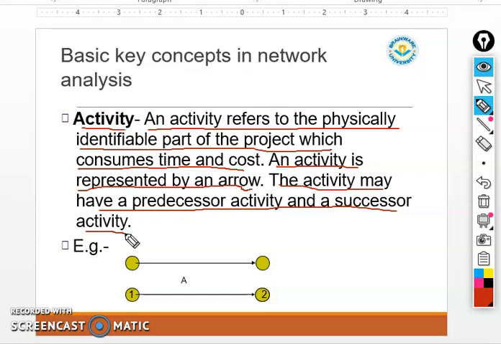Here we mention the example when we represent an activity by an arrow. That means if it's your first job and it is your second job, if you cannot complete job one, you cannot move to job two. And here a very important thing is the arrow. That means after completion of this job, you can start this job.